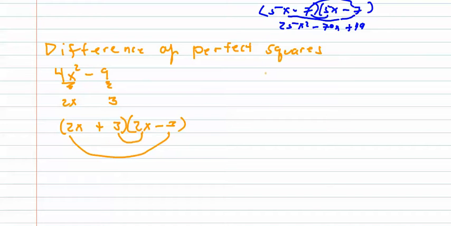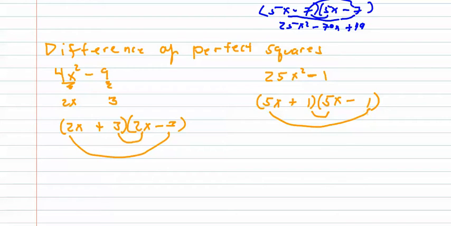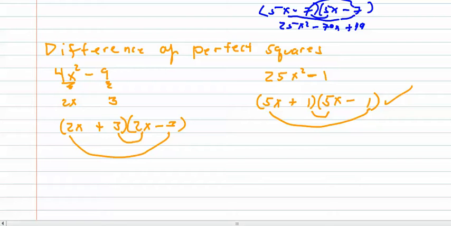If I had 25x squared minus 1, perfect square, 5x. Perfect square, 1. 5x and 1. 5 times 5, 25. 1 times 1 is 1. Because it's a minus, we have a plus and a minus. And there's no middle term. There's no x term. Positive 5x minus 5x cancel. We're good to go.